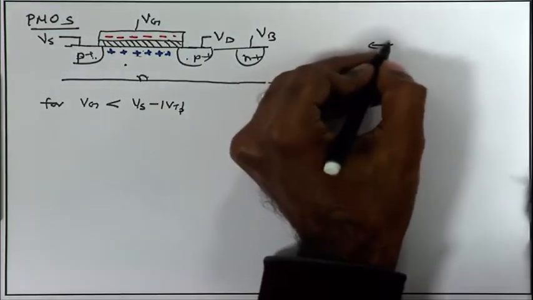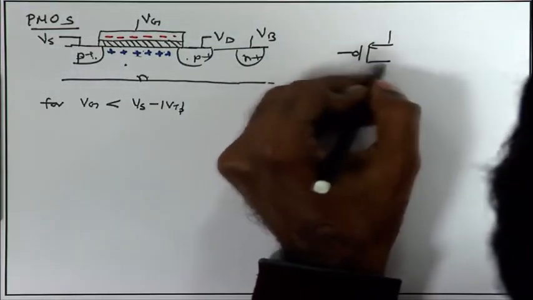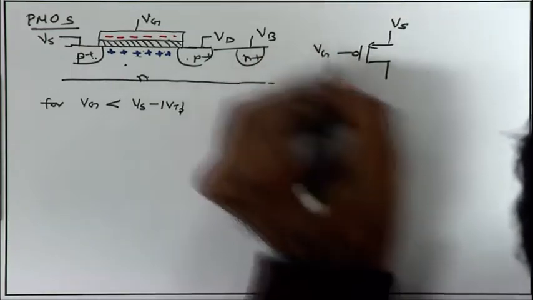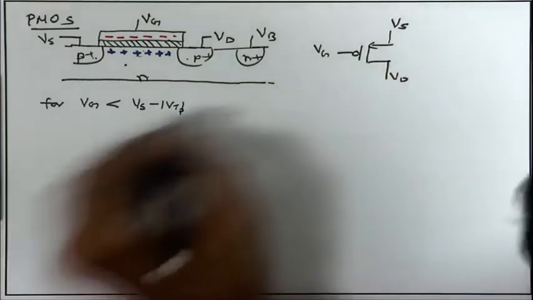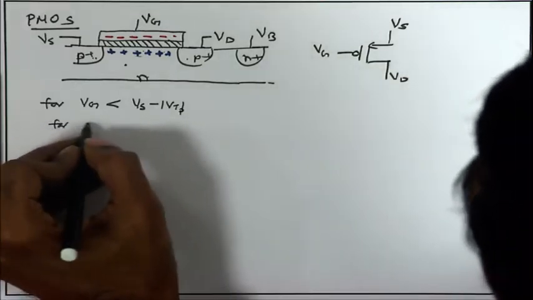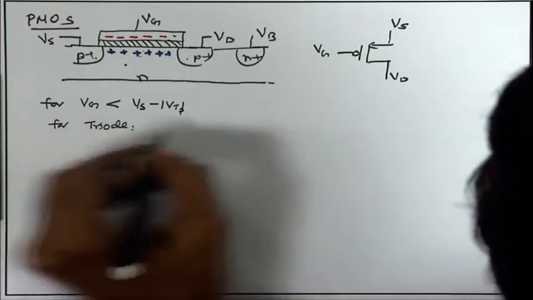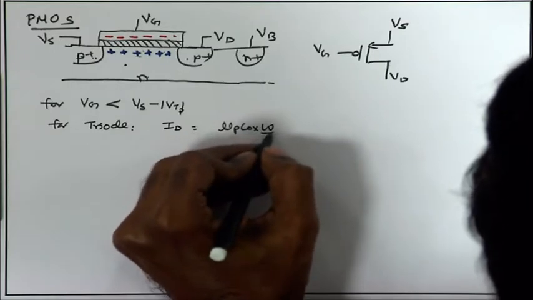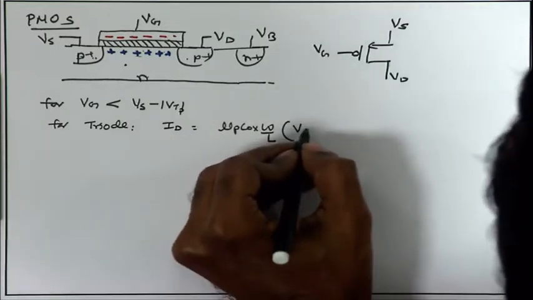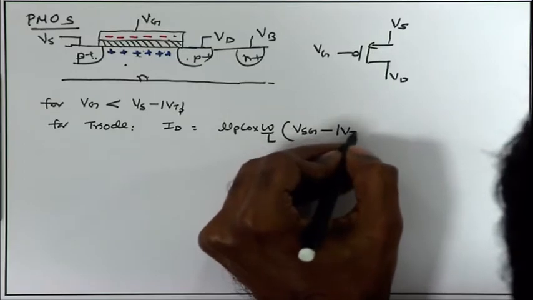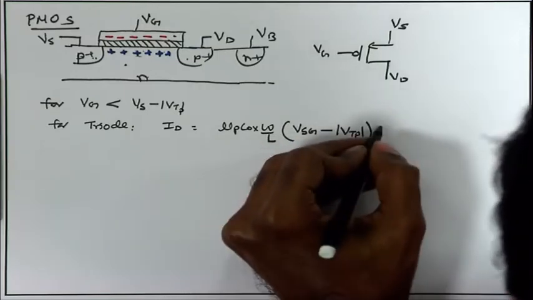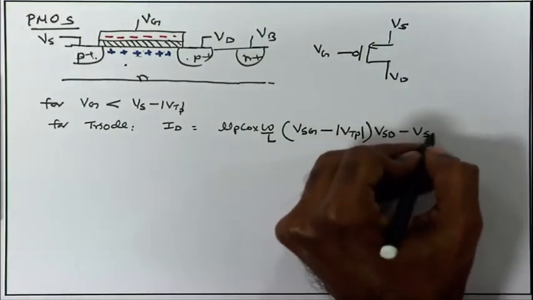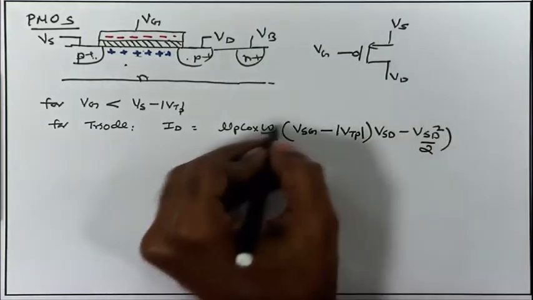So, all we have to do is modify the equation for NMOS a little bit. Here we have Vs, we have Vg and Vd, and I can write down the equation for triode region first. Id equals mu p Cox W by L, times Vsg minus mod Vtp, into Vsd minus Vsd square by 2, right.